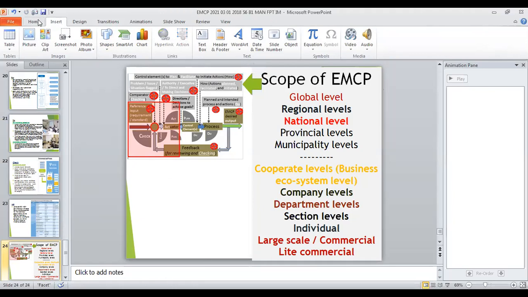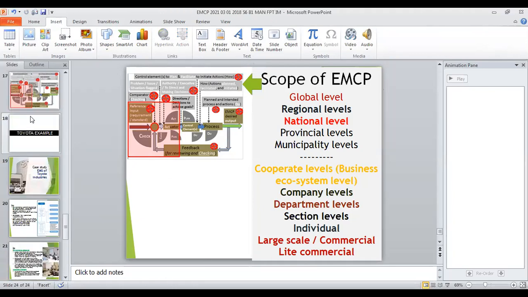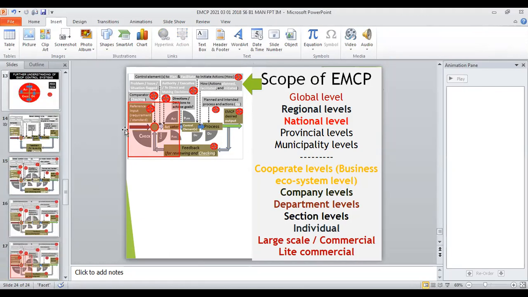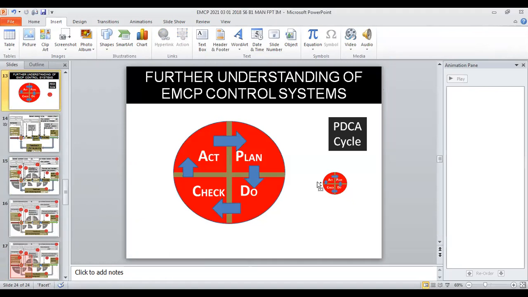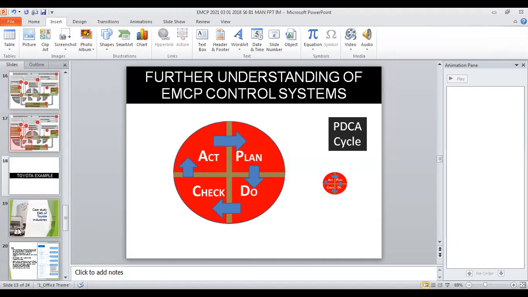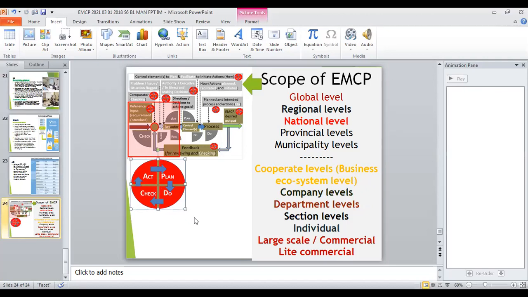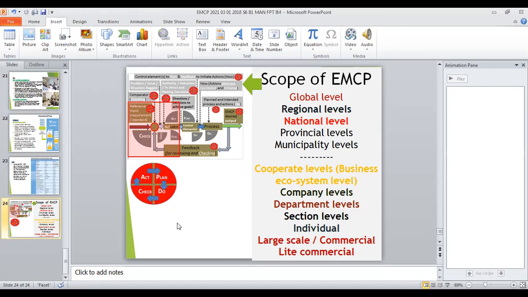PDCA. You may be able to say this PDCA. That is very important. PDCA is important. Not only that, this control system, because in management, of course, control systems are important for that.